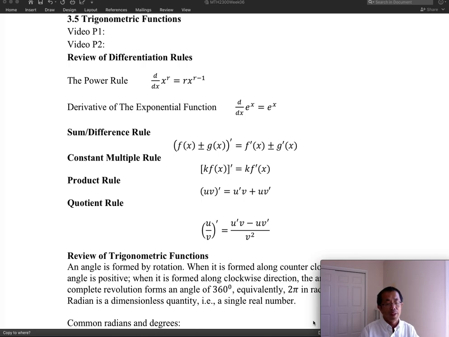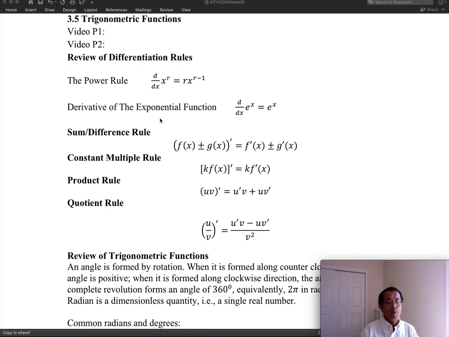Welcome back to Calculus 1. This time we are moving into the section for derivatives of trigonometric functions, section 3.5. First, let's take a quick look at the rules and the formulas we've covered so far.